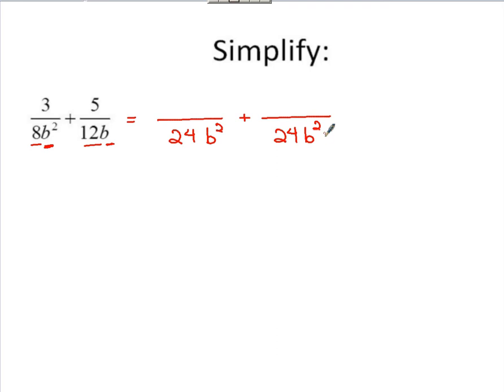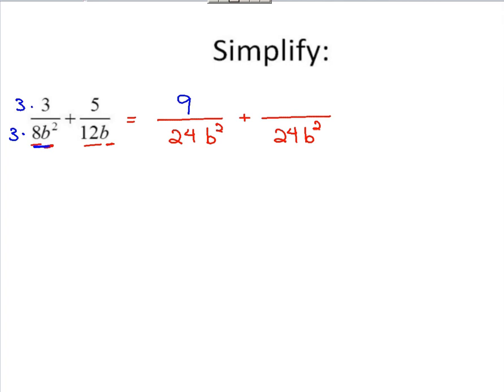So now that I know what the least common denominator is going to be, that 24b squared, I need to go back to these original fractions and think about what changes have taken place. Originally I had this 8b squared right here, now I have this 24b squared. What change did I make? Well, I multiplied by 3, right? So whatever I did to the bottom, I have to do to the top. There was a 3 on top. So the new fraction here, there's going to be a 9 on top.